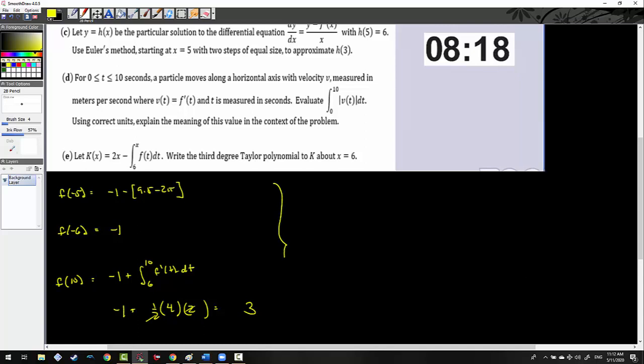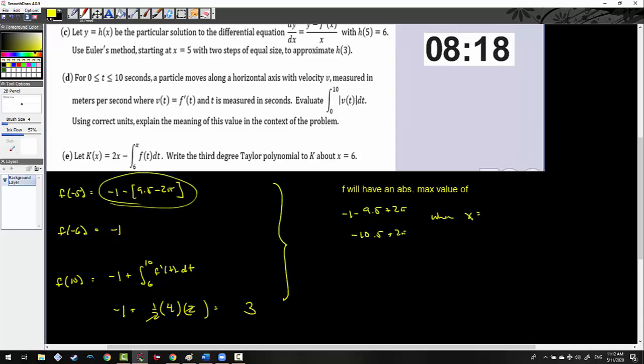And then from here, you can conclude that f will have an absolute max value of, it looks like this is the winner right here. I'm going to go ahead and just switch modes here. Looks like this guy's the winner right here. He's the most negative out of all of them. So I would say negative 1 minus 9.5 plus 2 pi. So again, if I wanted to combine that out, that'd be negative 10.5 plus 2 pi, when x equals negative 5.